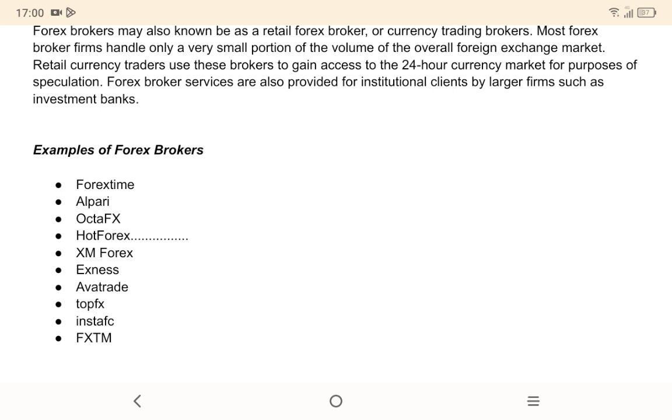Everything about these brokers is okay. So you don't just wake up and choose any broker and tomorrow you are crying that this broker is not good. No, you do your due diligence by choosing the right broker.